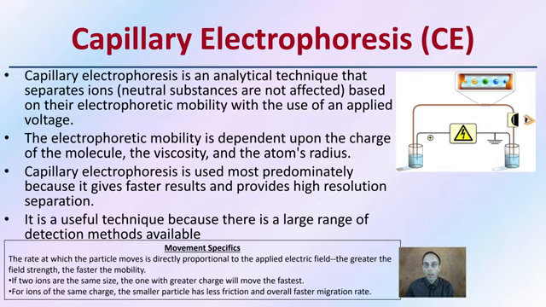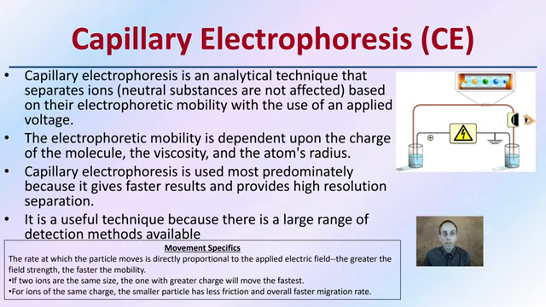Then we have capillary electrophoresis, or abbreviated CE. And this is an analytical technique that separates ions. Neutral substances are not affected, so keep that in mind. It separates these ions based on their electrophoretic mobility and the use of an applied voltage. So they simply have to have a charge. This is because neutral substances will not be affected. We need a slightly positive or slightly negative charge here. This mobility will depend on the charge of that molecule in addition to the viscosity and the atom's radius.